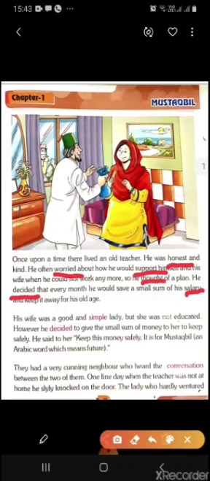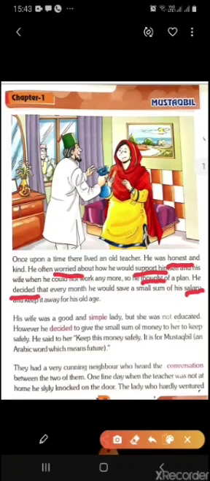So, children, in this paragraph, a small description is given about the old teacher's wife. She was an uneducated lady, but was very good and simple. So the old teacher, who had decided to keep a small sum of money from his salary for his old age, decided to give it to his wife so that it could be kept safely for Mustaqbil.